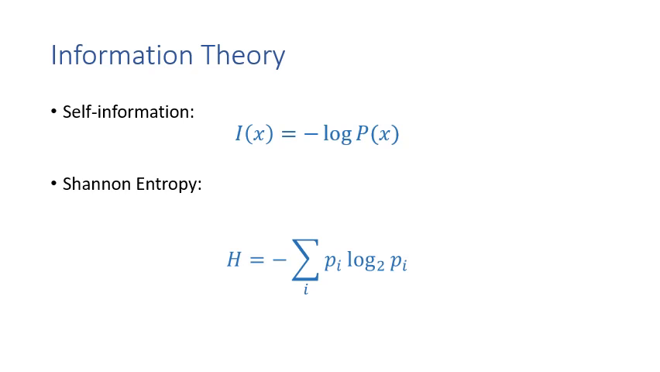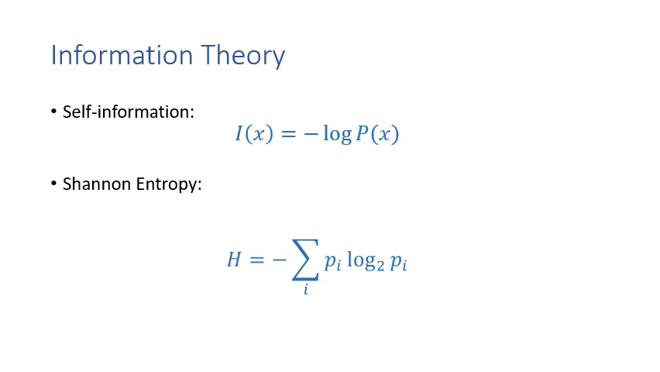First, we need to define self-information. Shannon proposed that information is inversely proportional to the probability of occurrence, which means that if an event has 100% probability of occurrence, then there's no information at all.